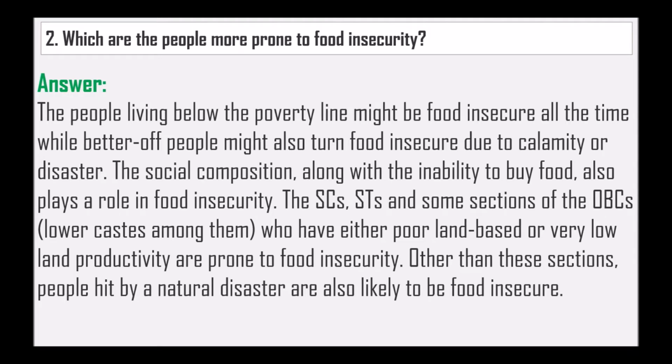So, SCs, STs and OBCs, that is the lower castes among them, have either poor land or very low land productivity, which results in food insecurity.